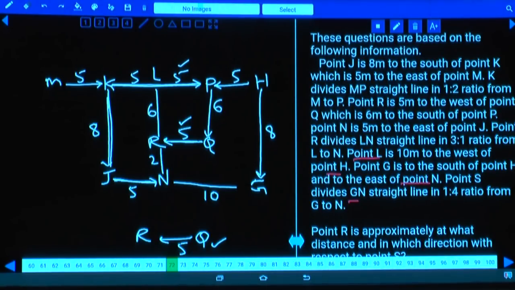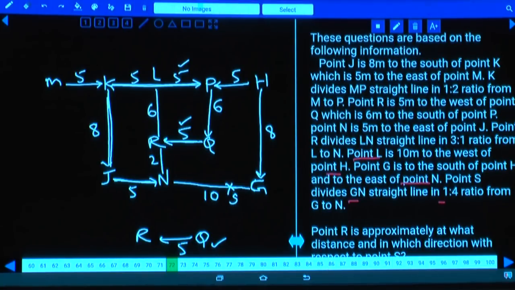Now from G to N, the ratio is 1:4, and which divides this one? S divides. Hence S will be somewhere here, and the distance is 2, and here the distance will be 8. Done with this? This is the final arrangement. Are you following this or not? From G to N clearly given 1:4. Done?